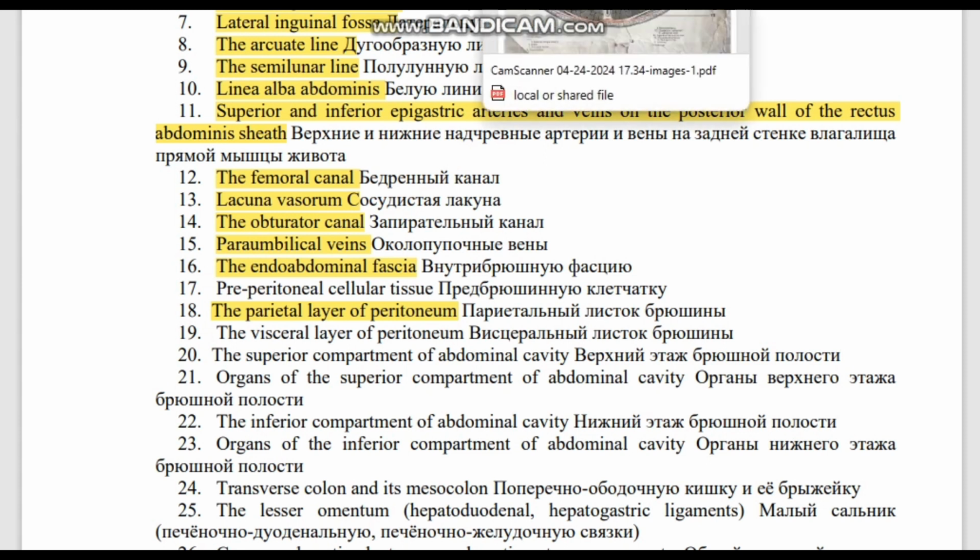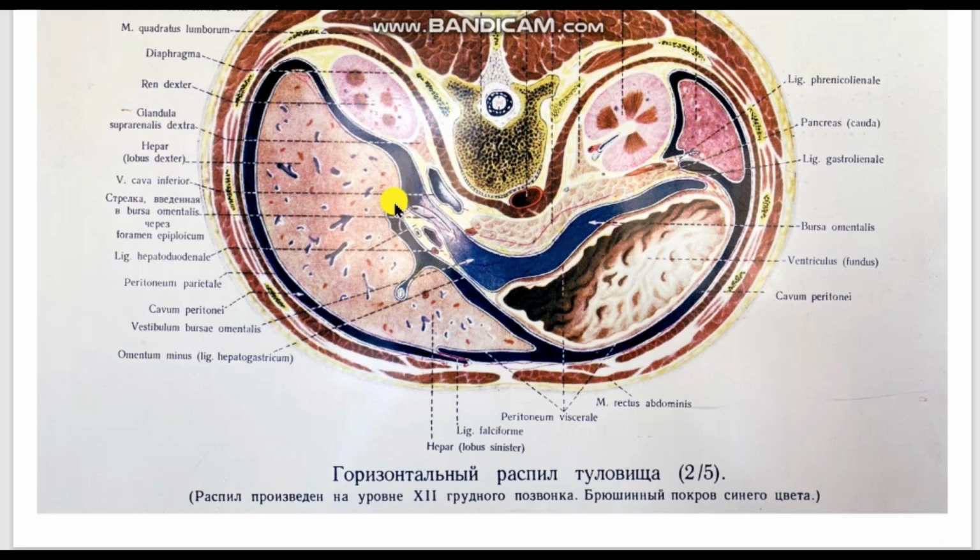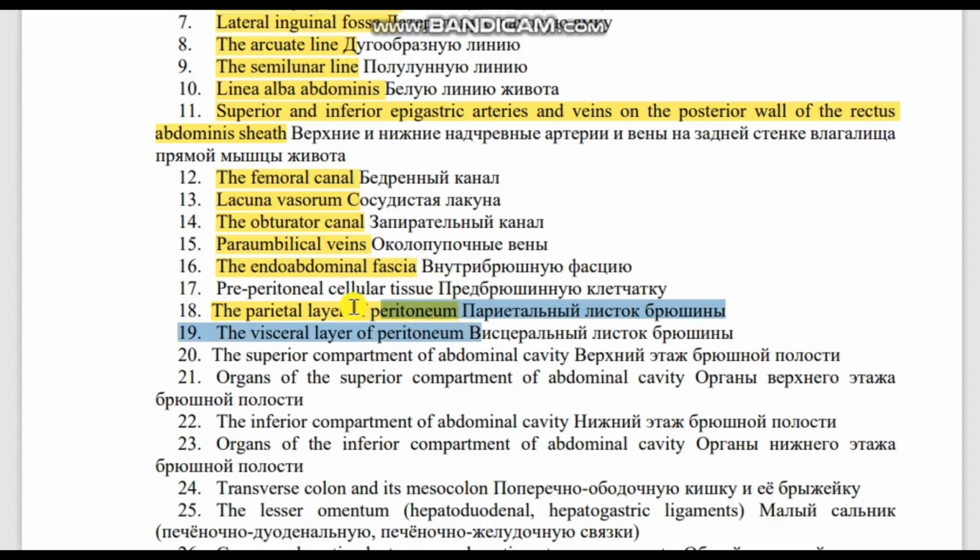Okay, here you can see and you can find the parietal layer of peritoneum. Here you can see, it's in the Latin form, peritoneum parietale. This one is a little bit small, but you can have a look here. Okay, next we have visceral layer of peritoneum.